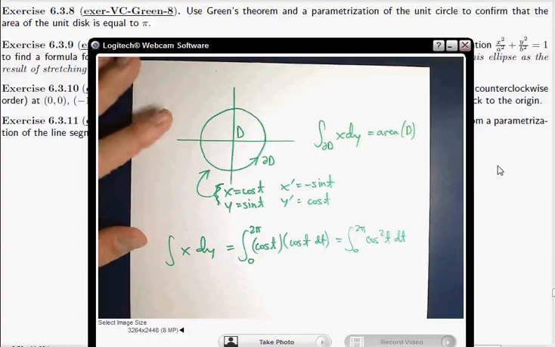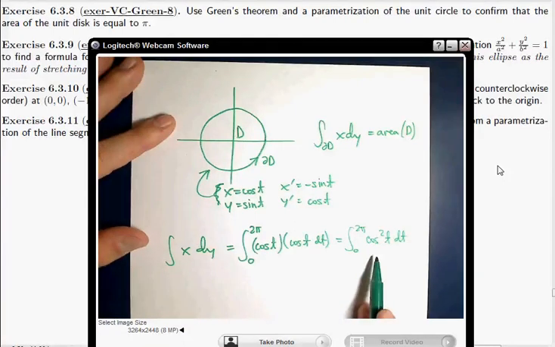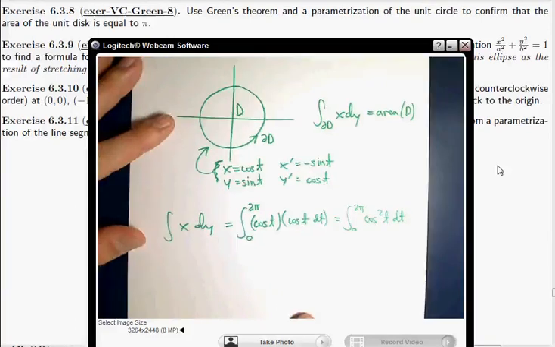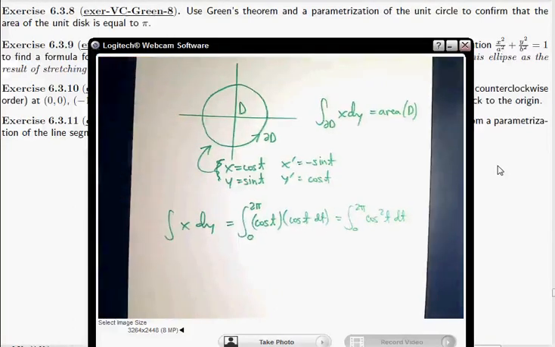Is that okay, or did you have trouble with this calculation? I had trouble with that. Okay, yeah, let's do it. Okay, go ahead. Yeah, no worries.